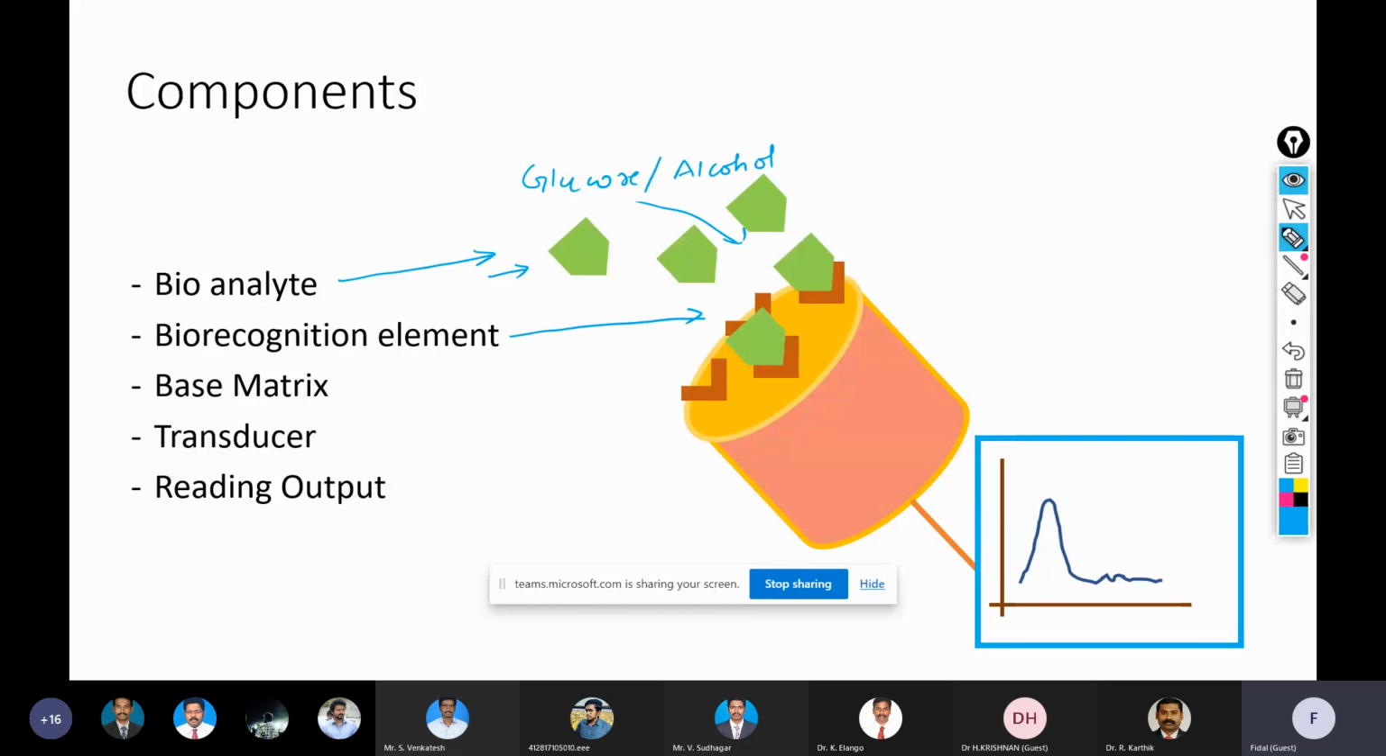Now what we do in a biosensor is we put this biorecognition molecule on a base matrix, where we can immobilize it, and on reaction with the analyte, it produces some kind of a signal. This signal is passed on to a special part called the transducer, which analyzes the signal. And finally there's an algorithm to tell how much of this bioanalyte is present. For example, going back to the example of glucose, it will tell what the concentration of glucose in the blood is.